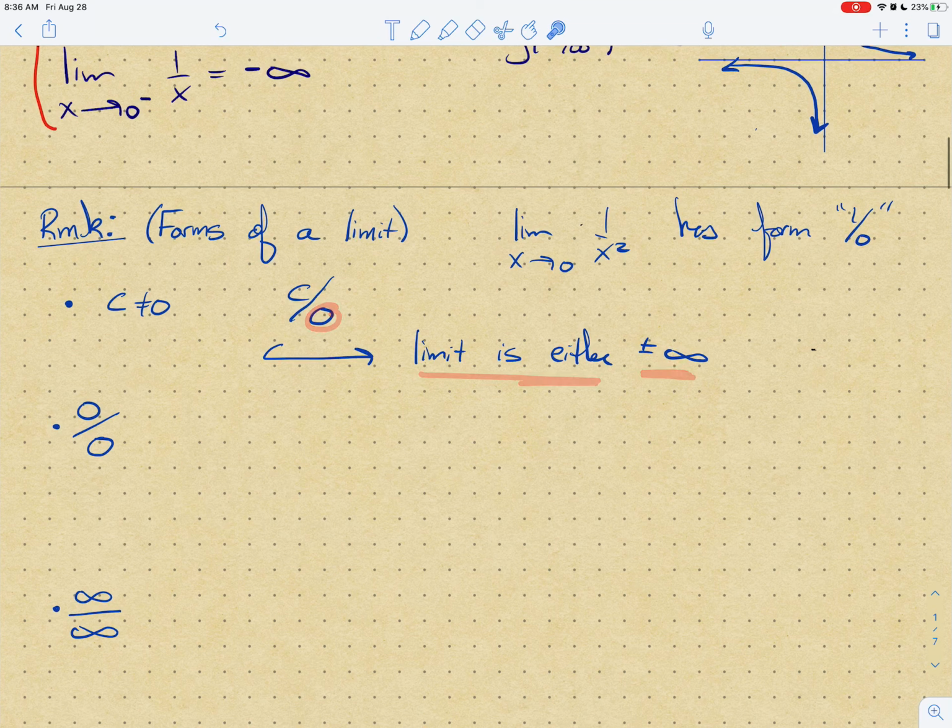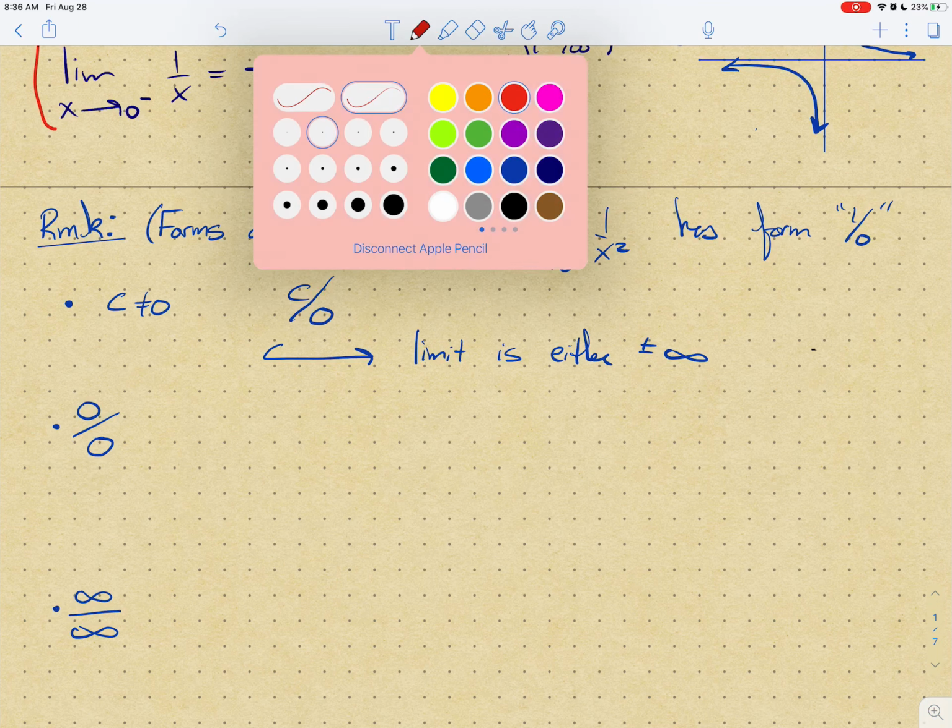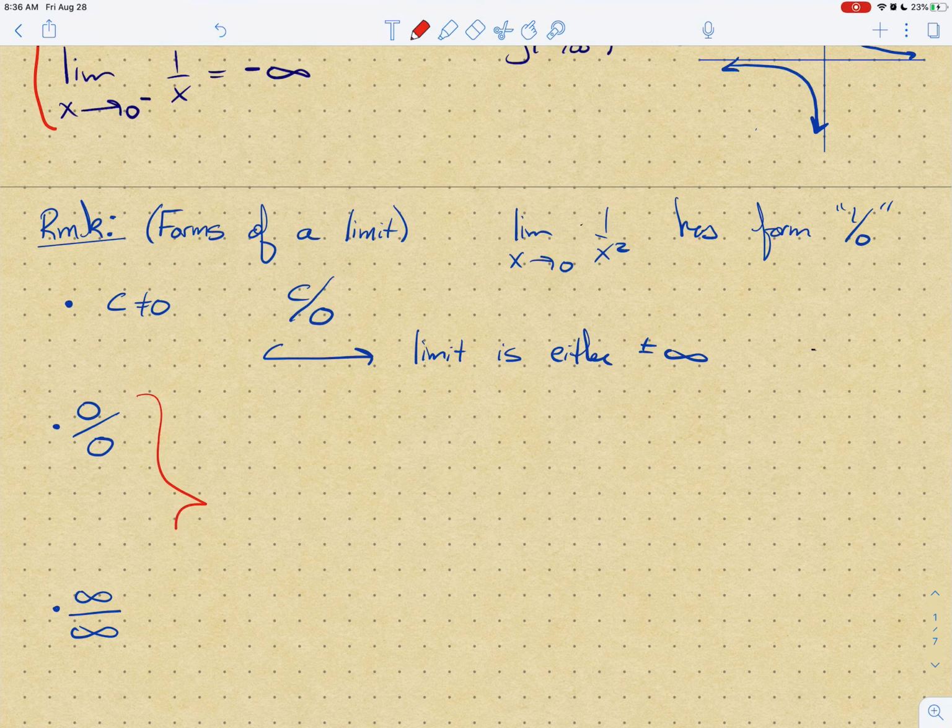Now, these limits, 0 over 0 and infinity over infinity, these forms pop up sometimes. As it stands, these are what's called indeterminate forms. I want you to think about this in two ways. What this means is that anything can happen. If the form is 0 over 0, the limit might be 0, it might be infinity, and it might be anything in between. And the same here, infinity over infinity, the actual limit might blow up to infinity, it might be 0, it might be something in between.